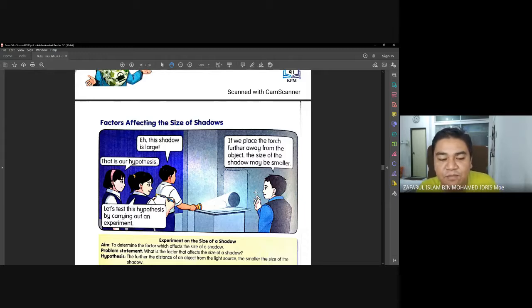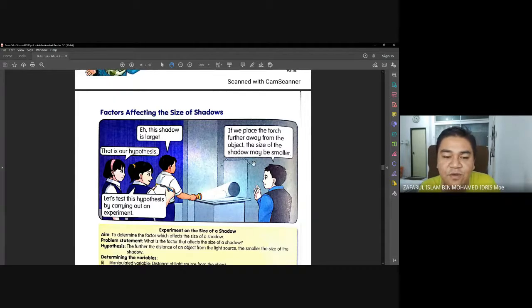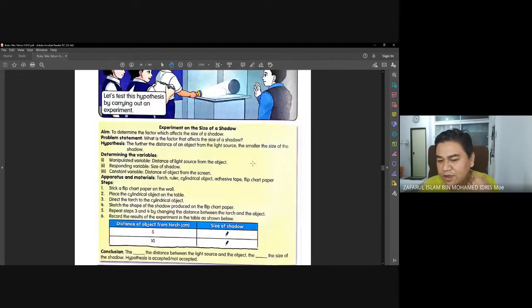Let's test the hypothesis by carrying out an experiment. Okay, so kita tak dapat nak buat eksperimen ni dekat sekolah. Tak apa, jangan risau. Katakanlah sekolah buka nanti, mana-mana eksperimen yang kita tak dapat buat, kita akan buat bersama-sama dalam kelas ataupun dalam bilik sains.